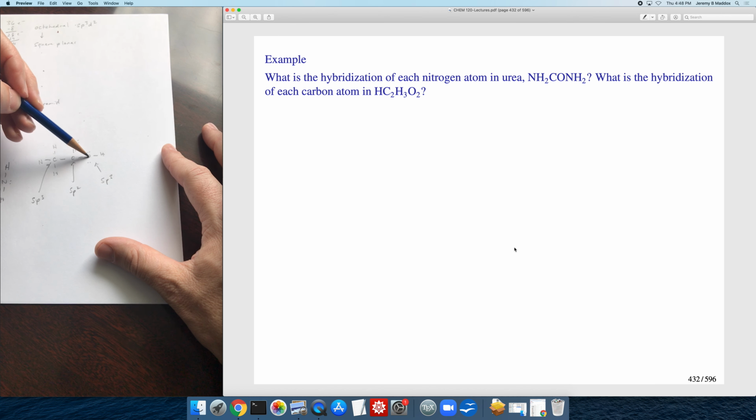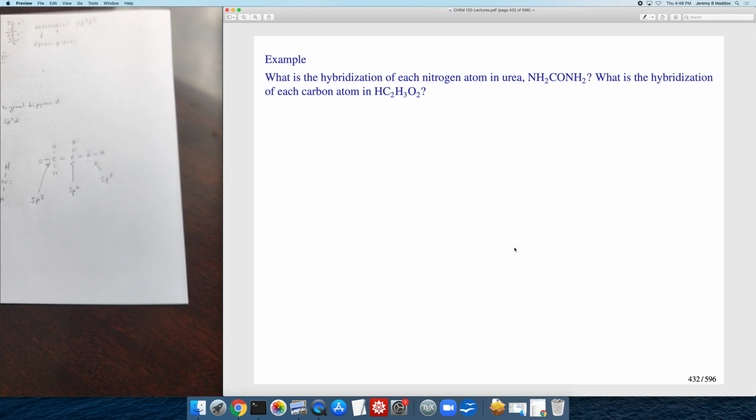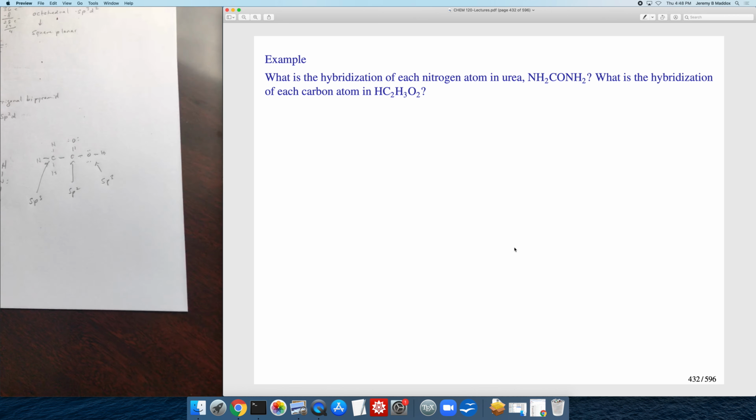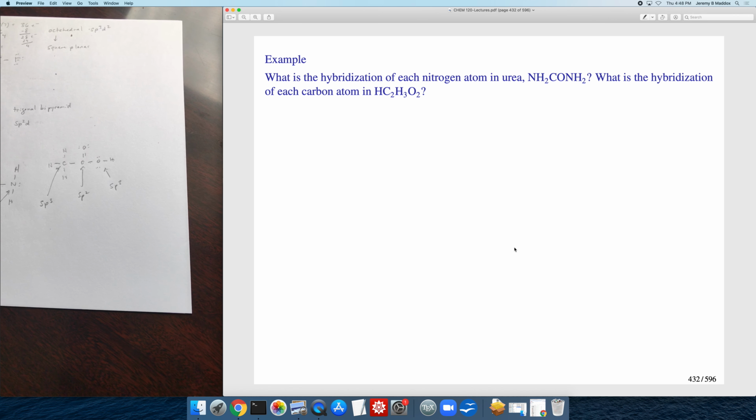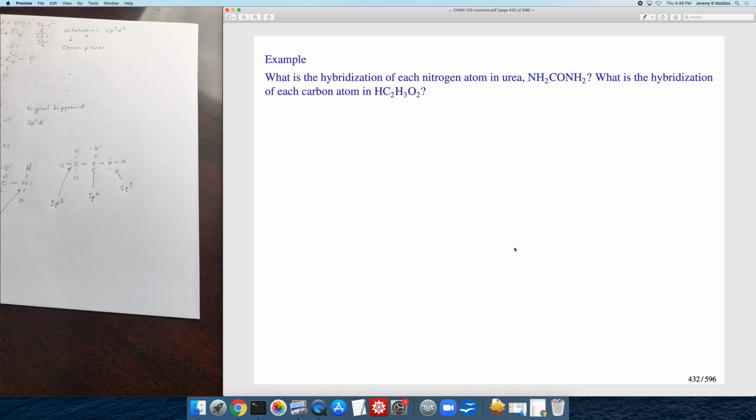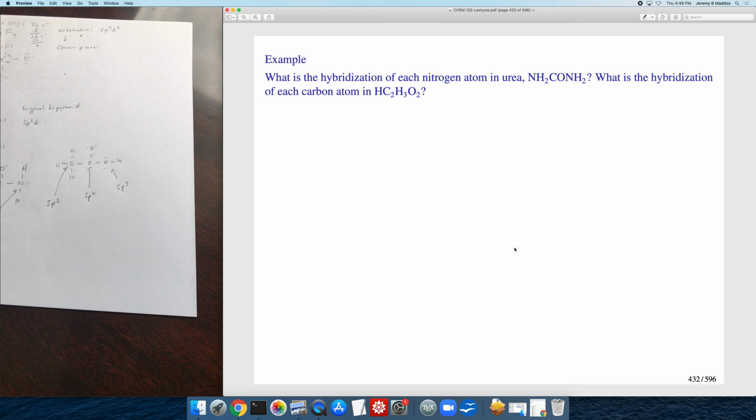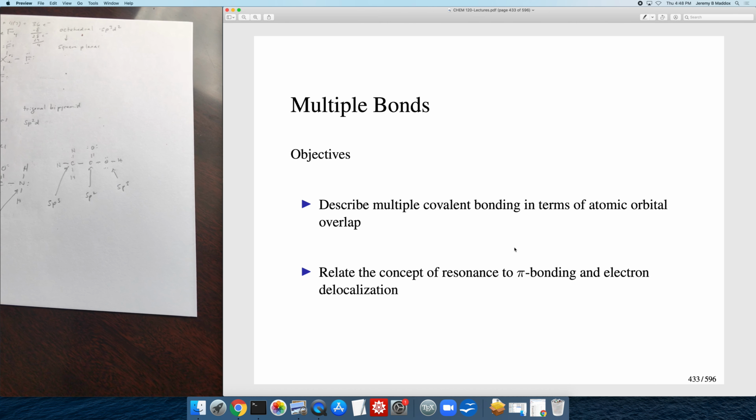And then about this oxygen, 1, 2, 3, 4 electron pairs. The parent VSEPR structure is tetrahedron, and so it would be sp3. You might call the local geometry a bent structure. In any case, we need to be able to identify the hybridization for different molecular geometry types. Okay, and so I'm going to go ahead and stop this video here, and we'll pick up with the multiple bonds in the next one.